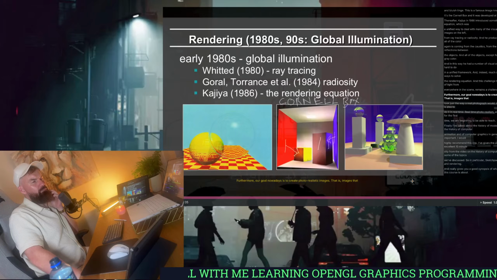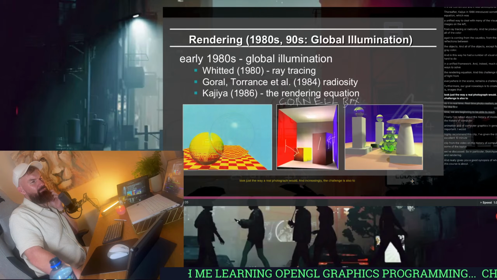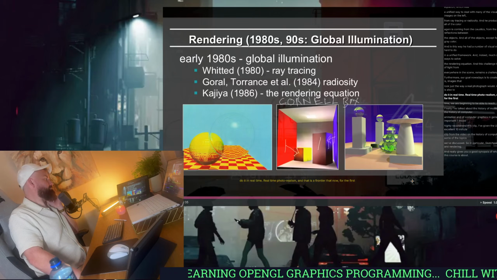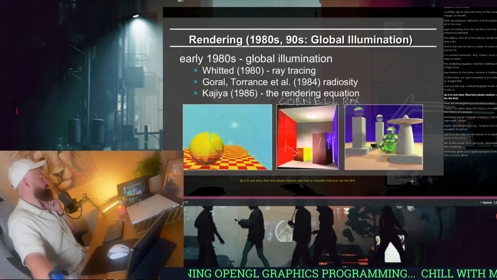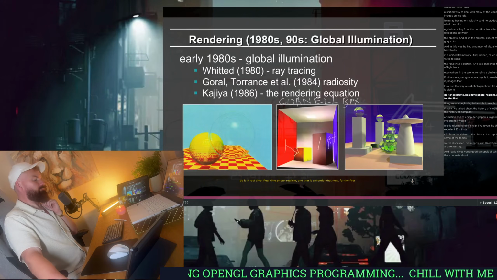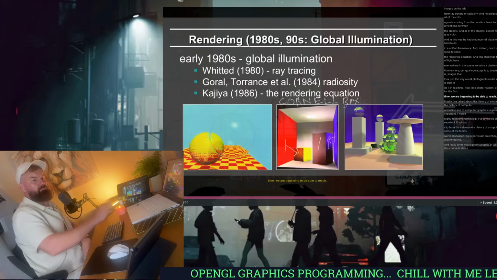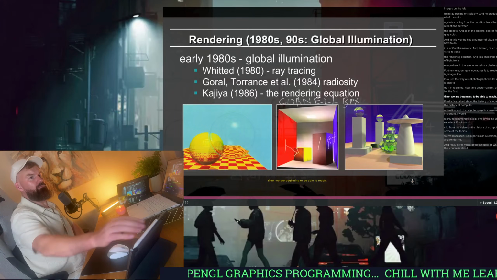Furthermore, our goal nowadays is to create photorealistic images, that is, images that look just the way a real photograph would. And increasingly, the challenge is also to do it in real-time photorealism. And that is a frontier that now, for the first time, we are beginning to be able to reach.